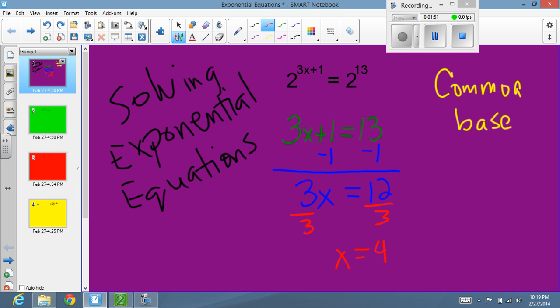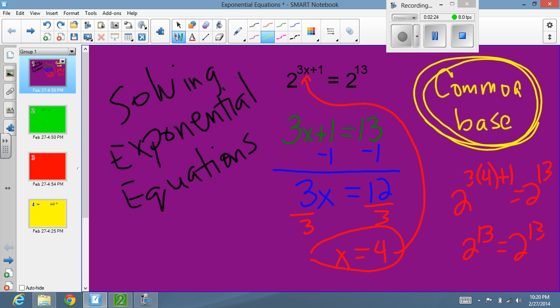So let's check here and see if that indeed works. If I go ahead and plug that back in, I get 2 to the 3 times 4 plus 1 power equals 2 to the 13th. Well, 3 times 4 is 12, plus 1 is 13. So yeah, 2 to the 13th is equal to 2 to the 13th. So that works, and my solution to this would be 4. Remember, the whole goal here is going to be common bases. If I can make it happen, I need to make it happen.